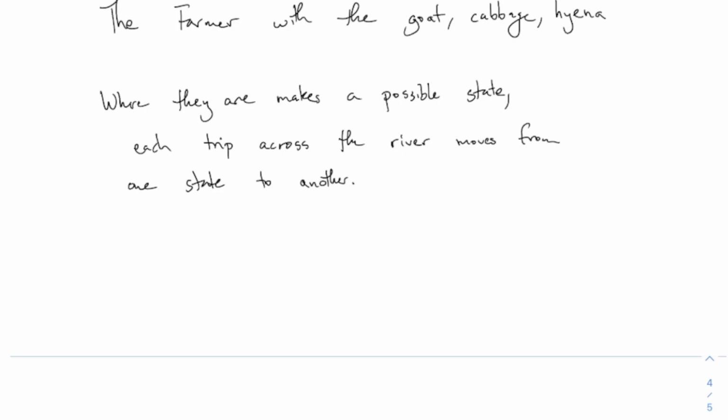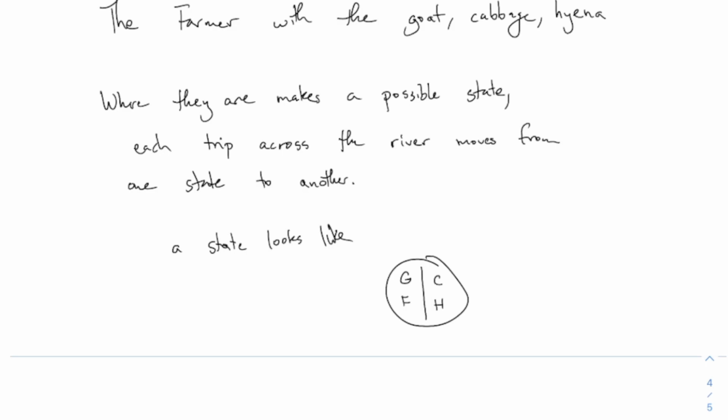So a state looks like this. Here's how, this is somewhat cryptic, but I think it describes everything nicely. So I'm going to label a state like that. The line down the middle is the river. And then who's on what side is where the letters are, okay? So what this state represents is the goat and the farmer are on the left side of the river, and the cabbage and the hyena are on the right side of the river, all right?